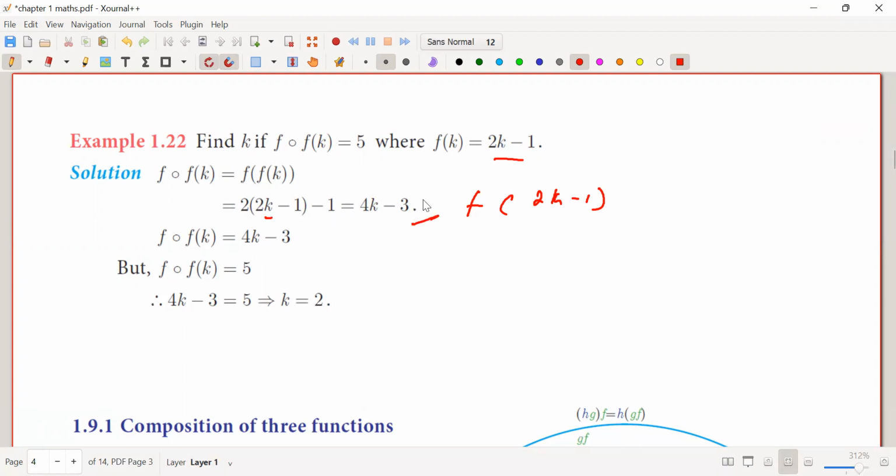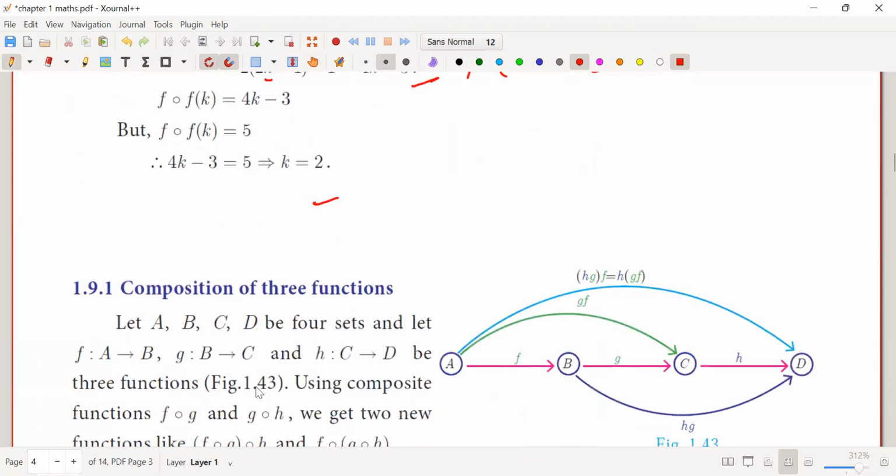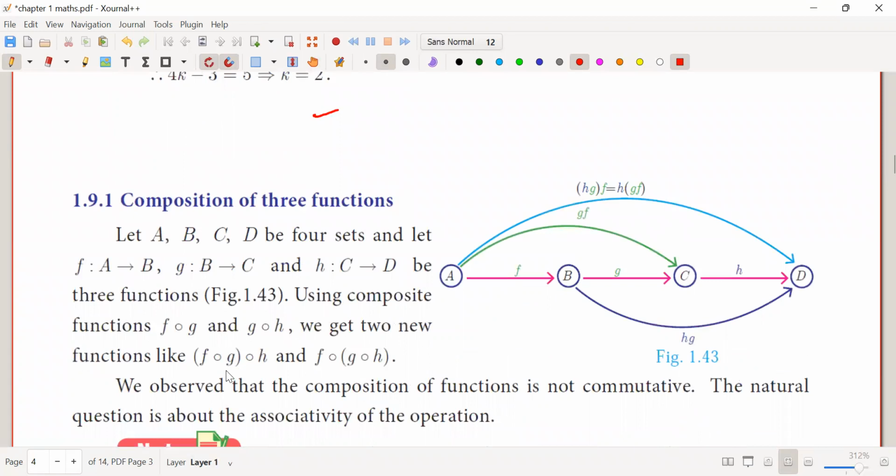4k minus 3. What is this? This is 5. So when I substitute this, automatically this goes here and you would be getting the result. It will become 8. 4k equals 8, so k equals 2.